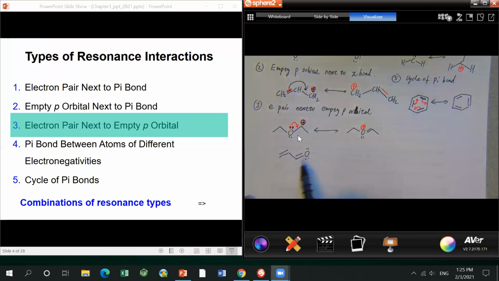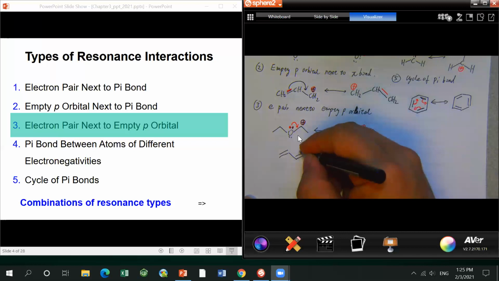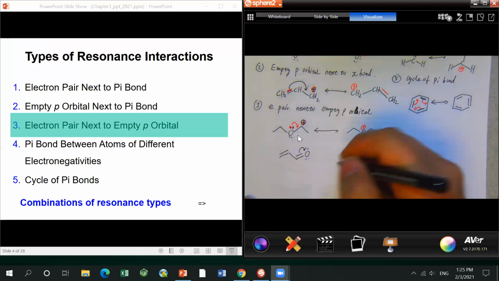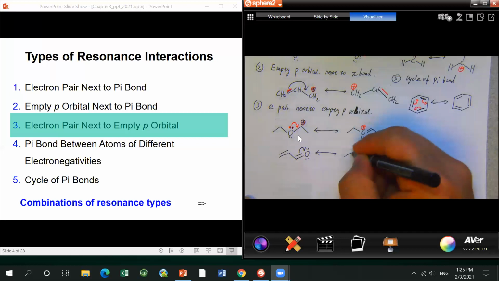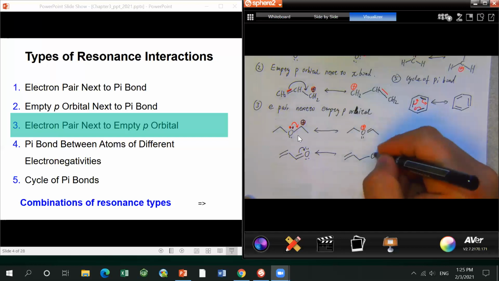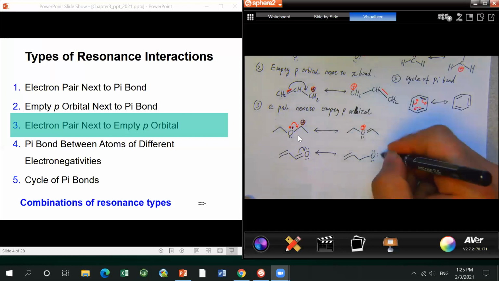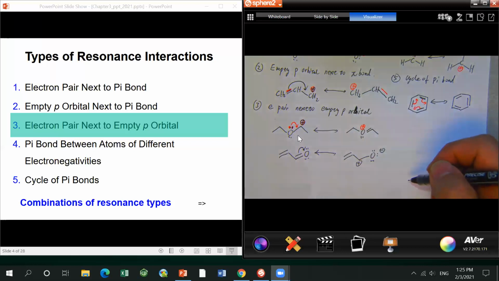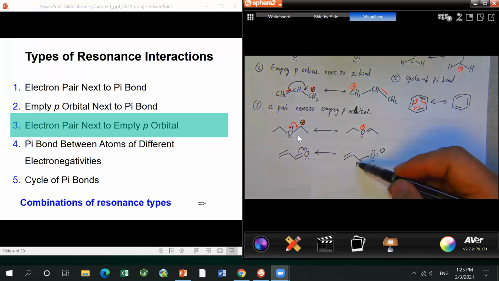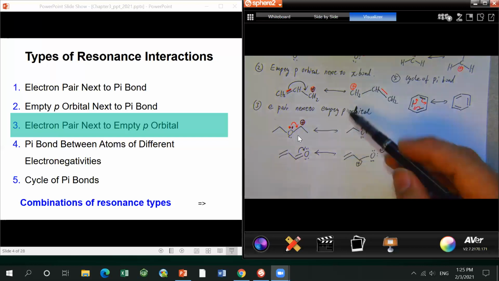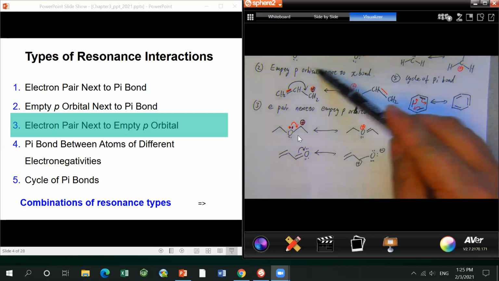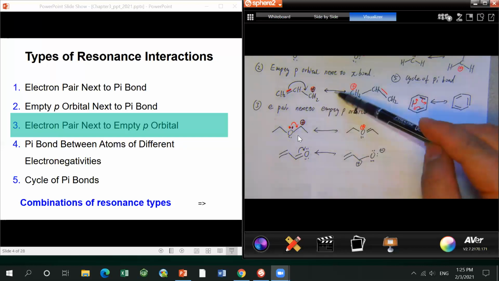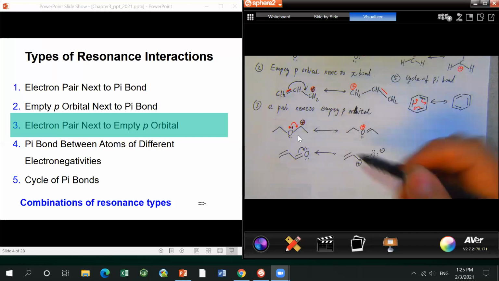For example, this one. First we find a pi bond connecting two different atoms with different electronegativity. In this case, you can shift the pi bond to the higher electronegativity atom. Oxygen gains one electron and becomes negative, and carbon loses one electron and becomes positive. You should immediately find the empty p orbital next to a pi bond, so the second type, and then you can draw another resonance structure.